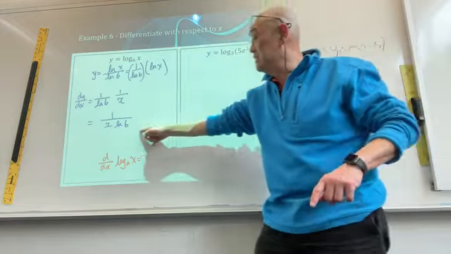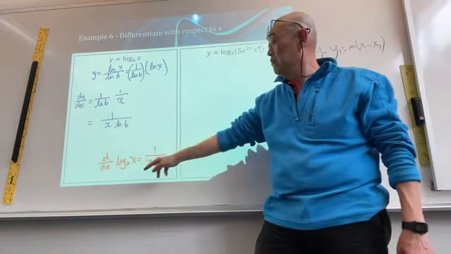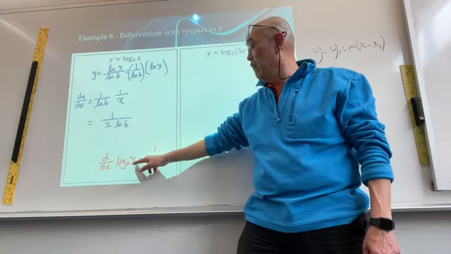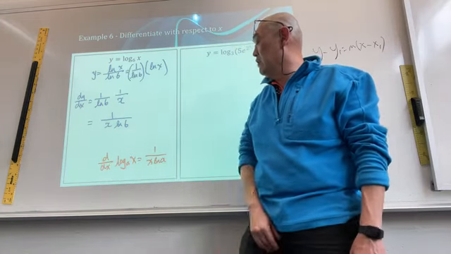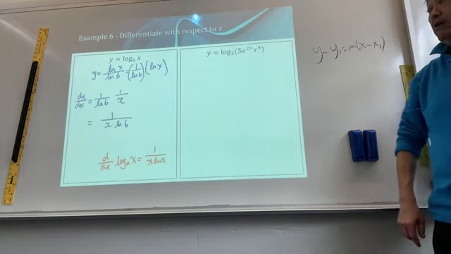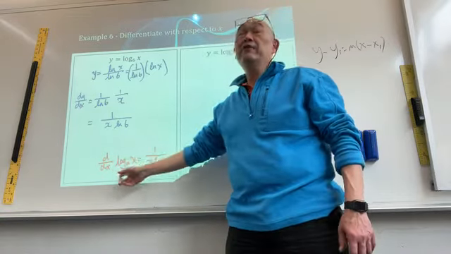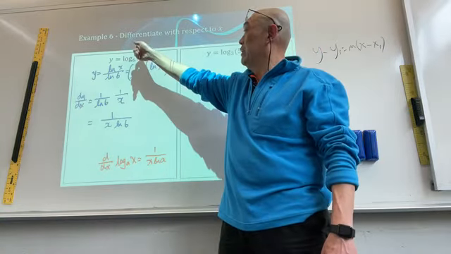This is something that perhaps makes life a little bit easier for you. d/dx of log a of x equals 1 over x ln a. That's it. That might make life a little bit easier for you if you know that. But you should be able to derive from there to there.